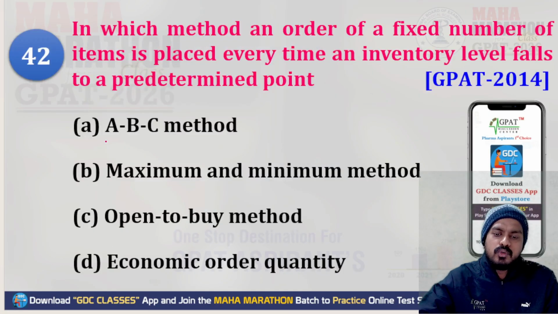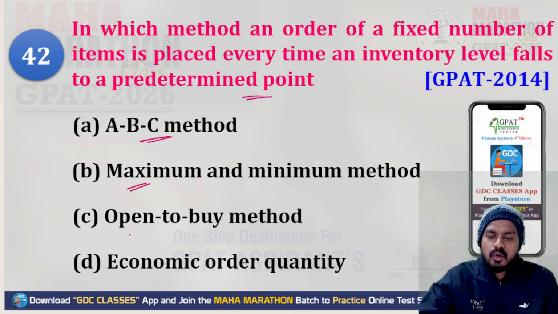Next question. In which method is an order of a fixed number of items placed every time the inventory level falls to a predetermined point? This is called the ABC method, maximum to minimum method, open to buy method, or economic order quantity.